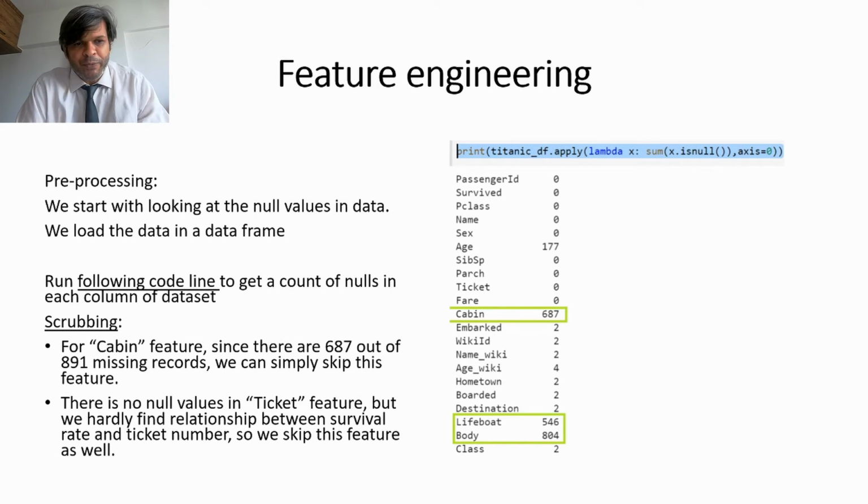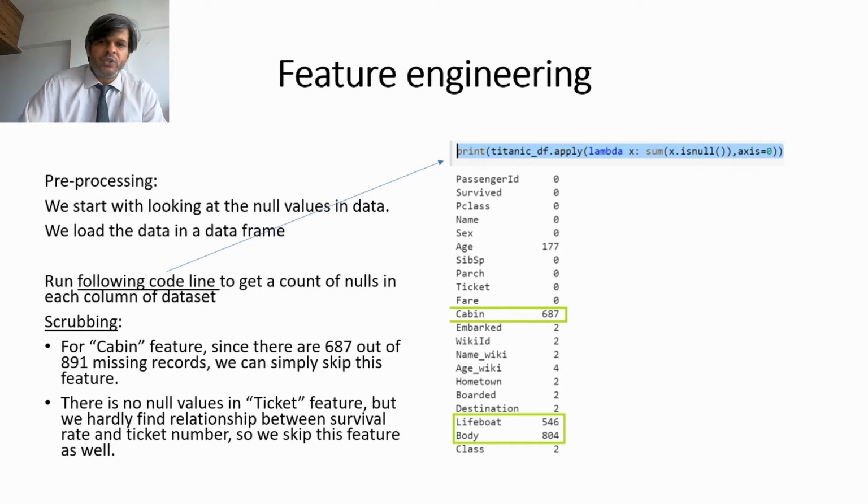So let's start with the pre-processing of it. We start looking at the data, and we see what fields we have within the data, and what the count of null values is within each field of our dataset. This can be done simply by running this statement. Titanic df is the data frame in which we have loaded our Titanic dataset, and we check the sum of nulls in each column: sum, dot isnull, and axis equal to 0. It gives us the result shown in this table. These are the column names, and these are the counts of null values within those columns.